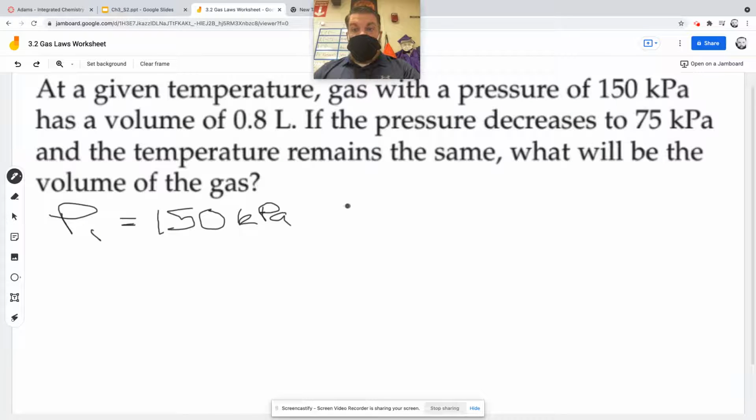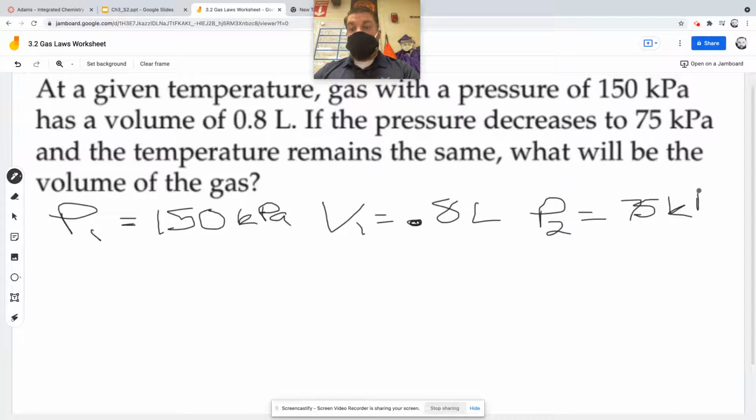All right. And then the next thing they give me is the initial volume. Volume 1 is 0.8 liters. And then the next thing they give me is the final pressure, since the pressure decreases, which is equal to 75 kilopascals. And I apologize for the handwriting. It's not as easy as you would think.